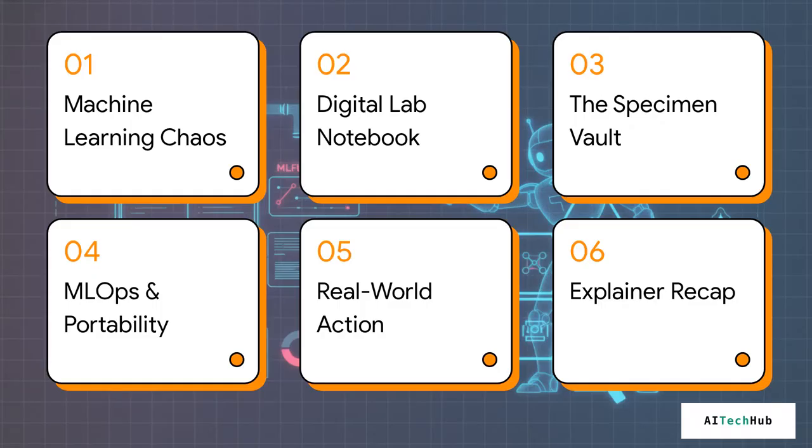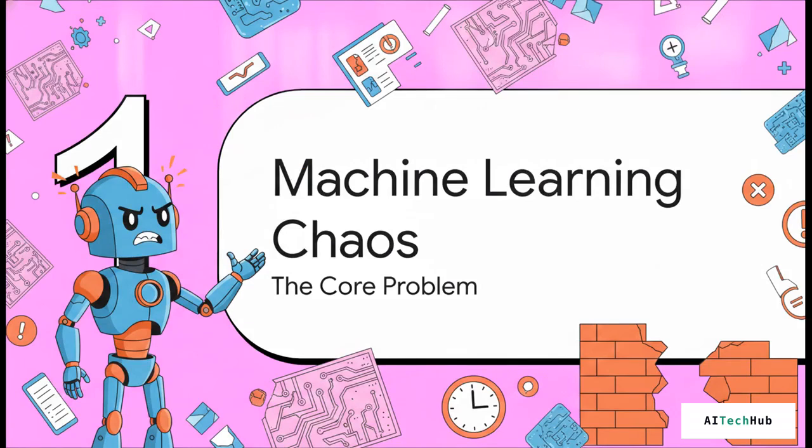All right, let's quickly map out our itinerary for today's lab tour. We're going to cover 1, the machine learning chaos; 2, the digital lab notebook; 3, the specimen vault; 4, MLOps and portability; and finally, real-world action. So, Section 1, the machine learning chaos. Let's get right into it.